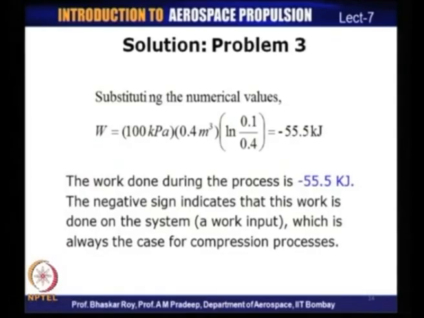So, you may wonder what this minus means. Well, this negative sign essentially indicates that work is done on the system. So, there is work input into the system, and during the last lecture we had discussed sign conventions for heat and work, and therefore, work done on a system is taken as negative. In this case it is a compression process. During a compression process, work is always done on the system, and therefore, the work done in this particular example comes out to be negative, minus 55.5 kilojoules, and the negative sign basically indicates that work is done on the system, and for any compression process work is always done on the system.